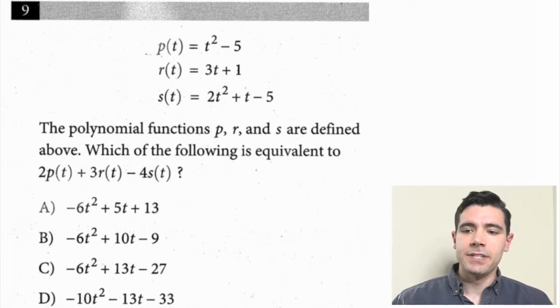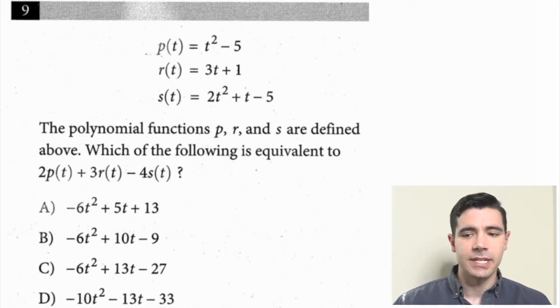It reads, p of t equals t squared minus 5. r of t equals 3t plus 1. s of t equals 2t squared plus t minus 5. I haven't even read the question yet. The polynomial functions p, r, and s are defined above. Which of the following is equivalent to 2p of t plus 3r of t minus 4s of t?